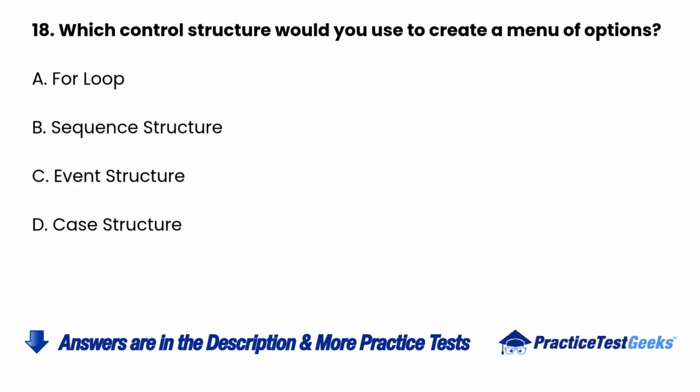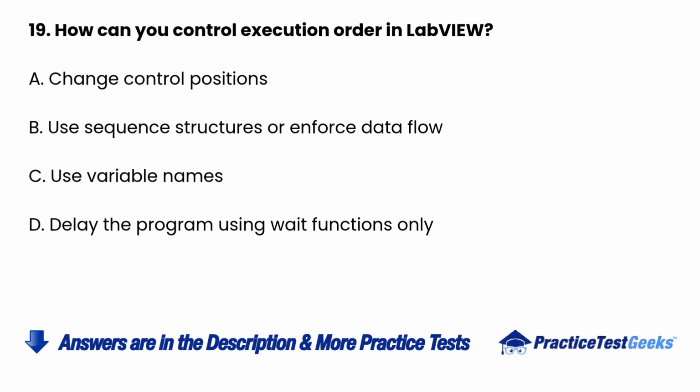18. Which control structure would you use to create a menu of options? A. For loop. B. Sequence structure. C. Event structure. D. Case structure. 19. How can you control execution order in LabVIEW? A. Change control positions. B. Use sequence structures or enforce data flow. C. Use variable names. D. Delay the program using wait functions only.